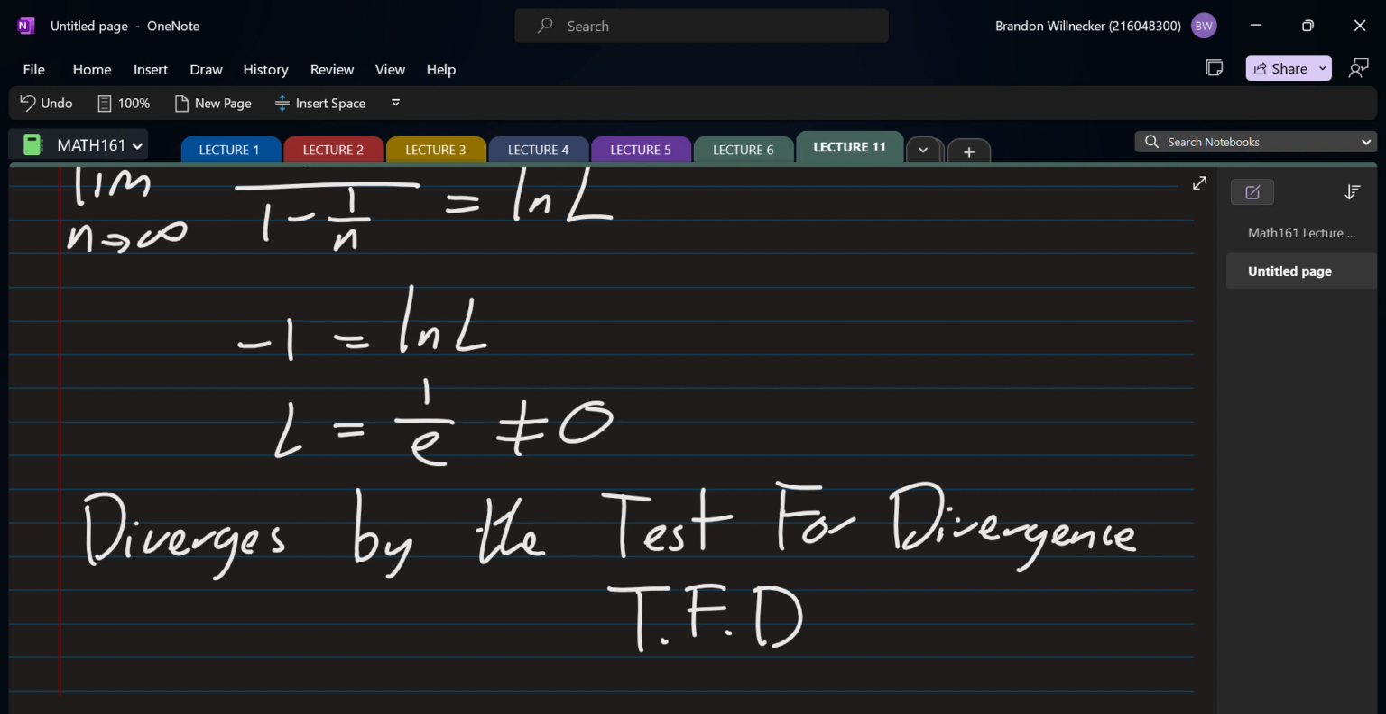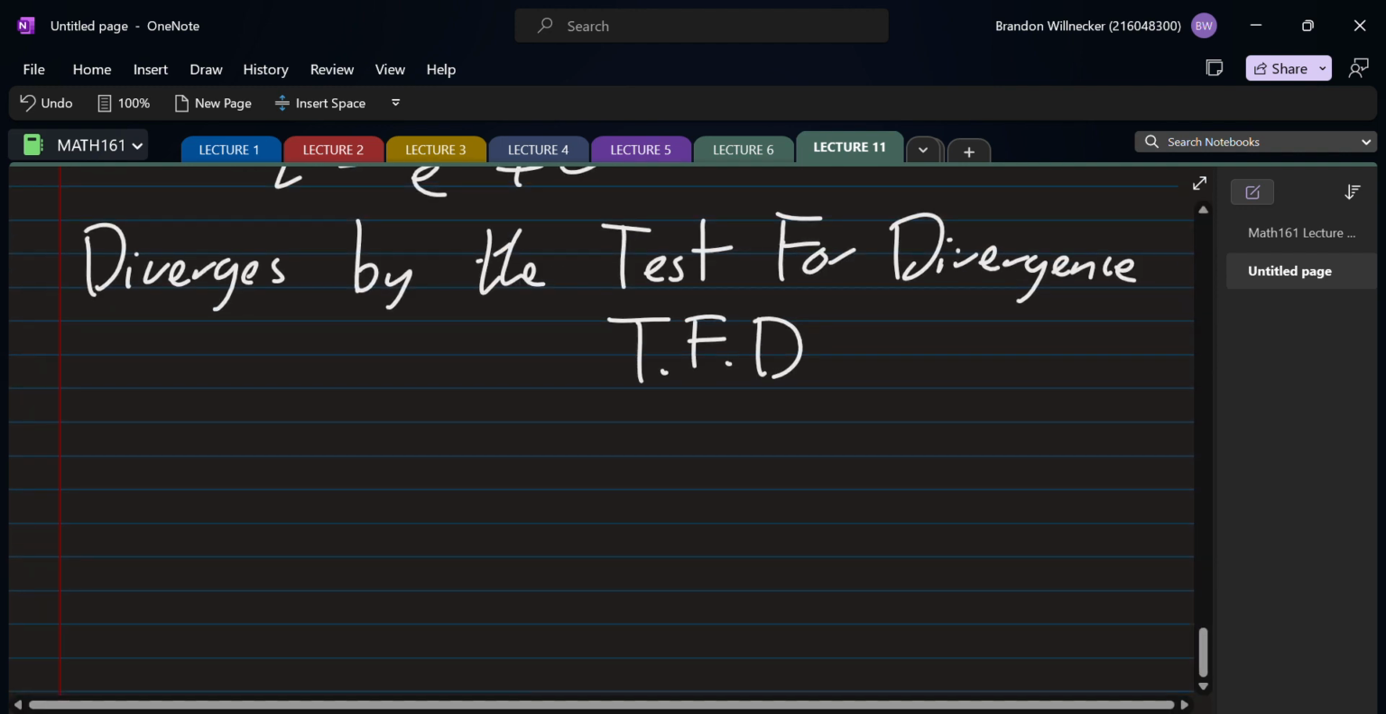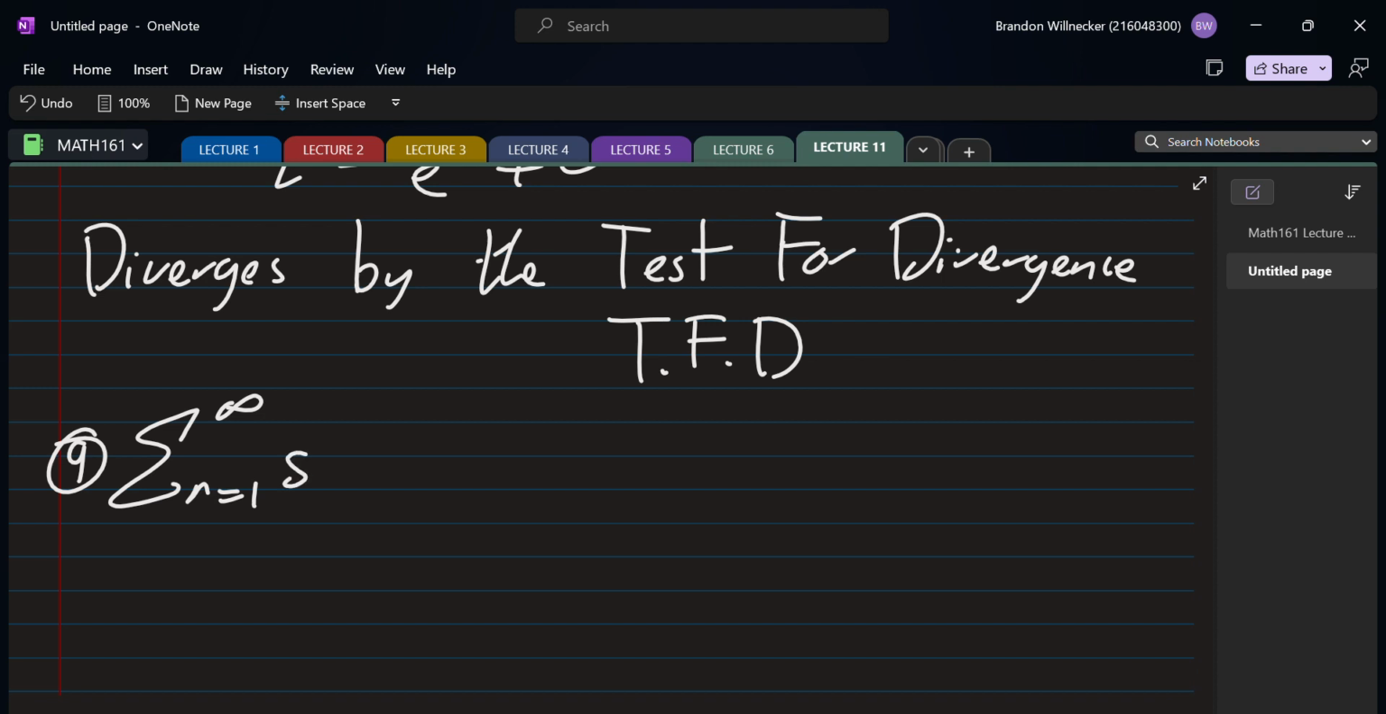Okay, last one for today, number 9. We're going to have the sum, n goes from 1 to infinity, of sine squared of 1 over n. Okay, this one's a little bit tricky, so I'll go through it slowly. What we want to do is rewrite this in a way that we can use the limit comparison test.